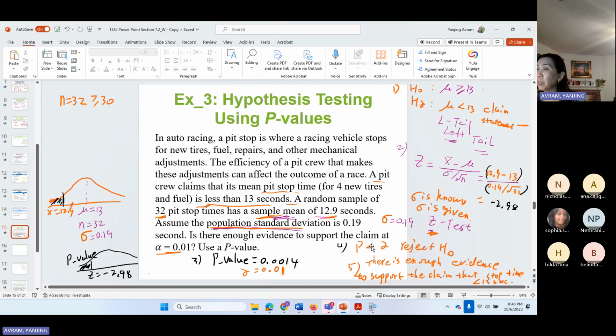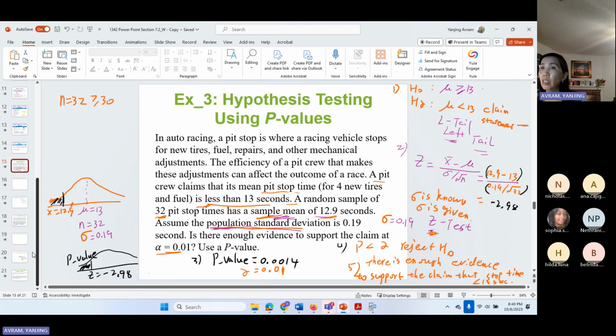Right now you compare p and alpha, and then you reject the null hypothesis. After you reject the null hypothesis, you have to be able to make a conclusion, right? Say we have enough evidence to support the claim that the start time is less than 13 seconds. So we are giving you the whole picture, combining everything together.